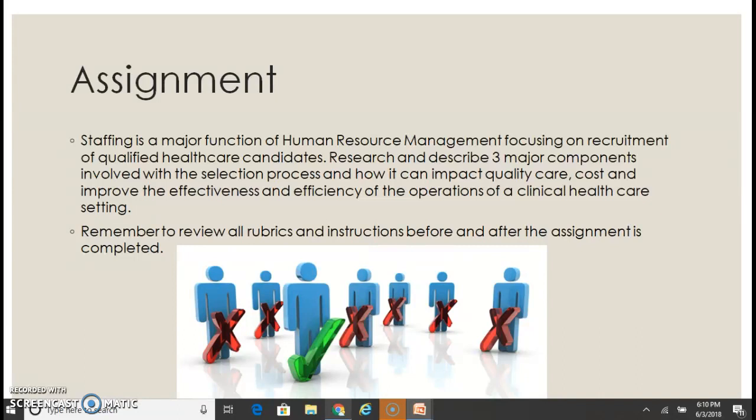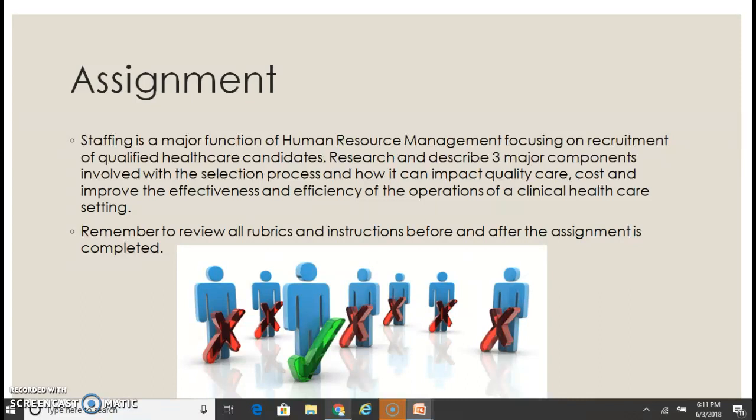The assignment: staffing is a major function of human resource management focusing on recruitment of qualified healthcare candidates. We want you to research and describe three major components involved with the selection process and how it can impact quality care, cost, and improve the effectiveness and efficiency of the operations of a clinical healthcare setting.